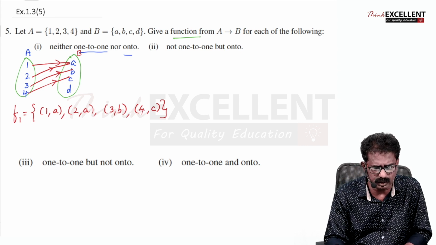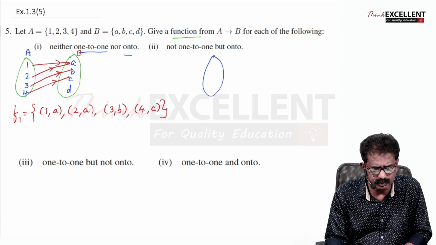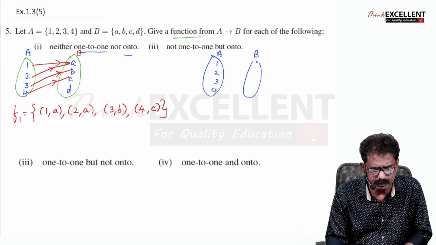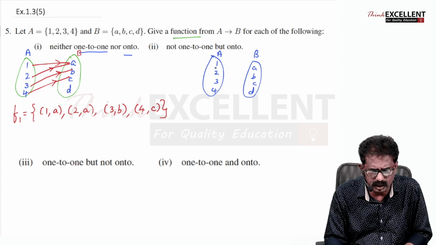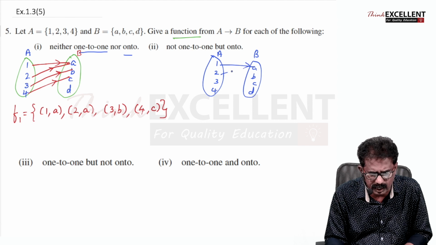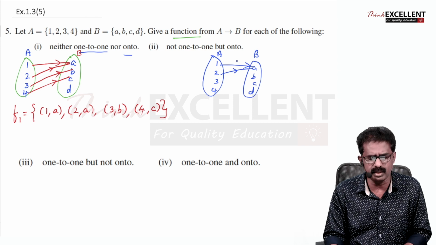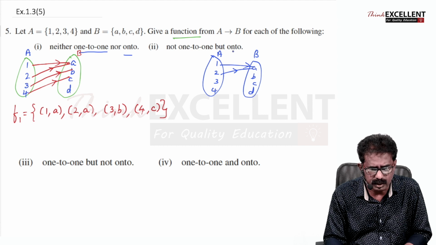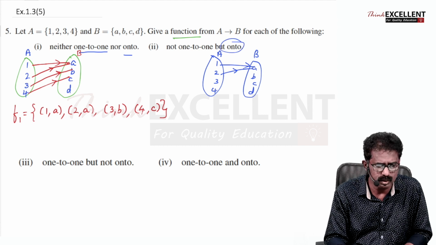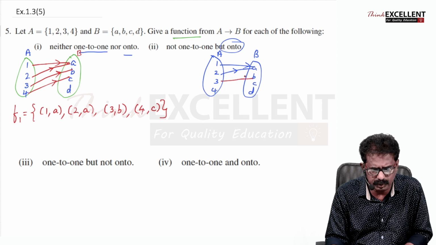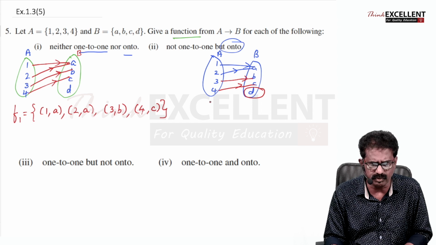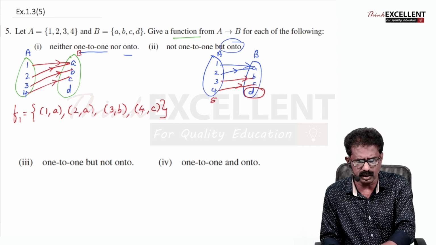See the second one, again for the same sets. A is a set 1, 2, 3, 4 and B is a set a, b, c, d. We have to form a function. It is not 1-to-1, which means at least 2 elements must have the same image. But it must be onto. So now 3 related to b, 4 related to c. It is not onto, right? Some element is left out. If we had some more elements here, then you could relate with d.